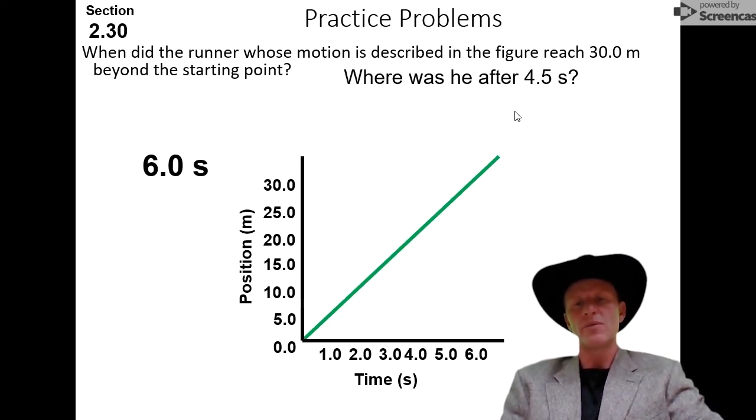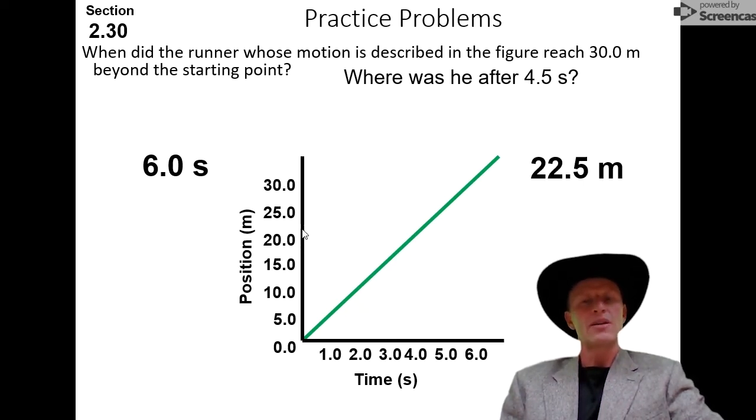Let's look at another question. Where was he after 4.5 seconds? We wouldn't want to go 4.5 here because that number is followed by an S, which represents seconds, and this scale has meters. So we want to go down to this one, 4.5, somewhere right here. Go straight up and then go straight horizontal to get the answer to that question.